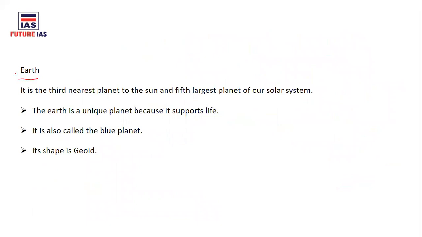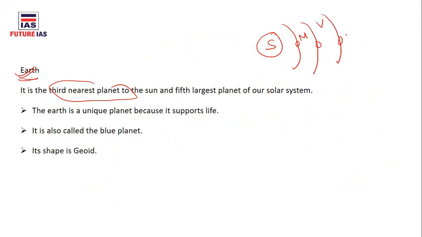Let's understand the Earth. So Earth is basically the third nearest planet to the sun. For example, if you want to draw, always try to draw the diagram. So this is sun, this is Mercury, this is Venus, and this is Earth. All right, so Earth is basically third nearest. So 1, 2, 3, it is the third nearest planet to the sun, and it is the fifth largest planet of our solar system. So when you compare with the planets, the Earth is the fifth largest one.